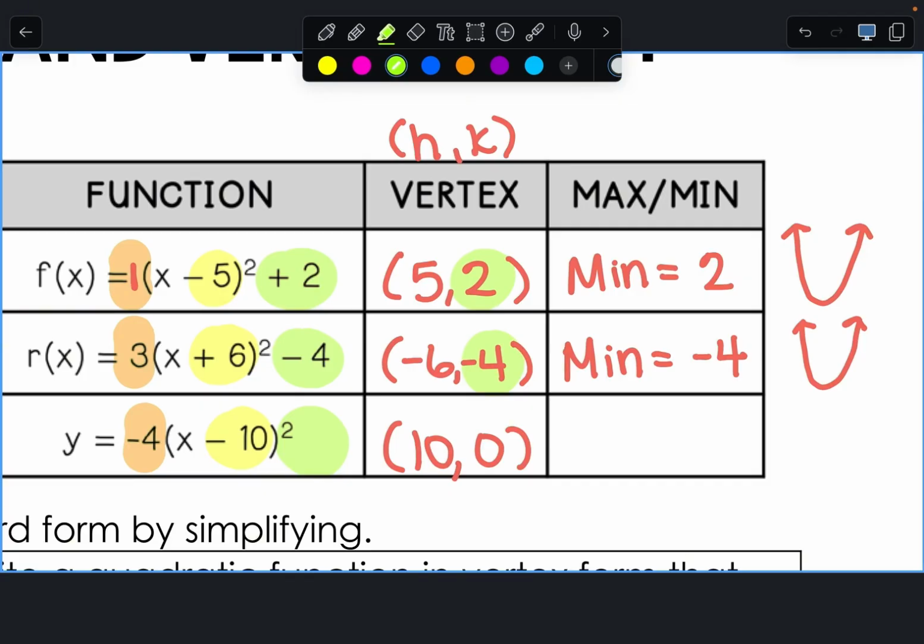Last equation. My value of a is negative 4, so what happens to my parabola? It flips, so it's upside down. That one would be a what? A minimum or a maximum? Maximum. But that maximum value is? 0. Yes.